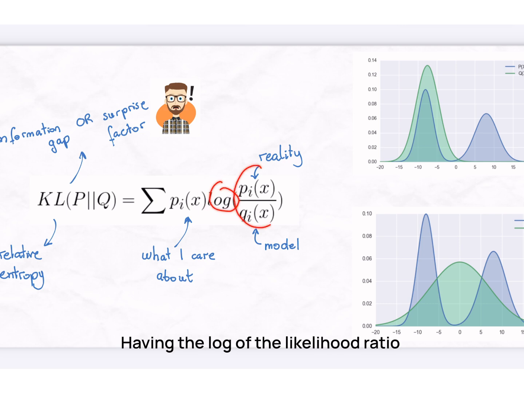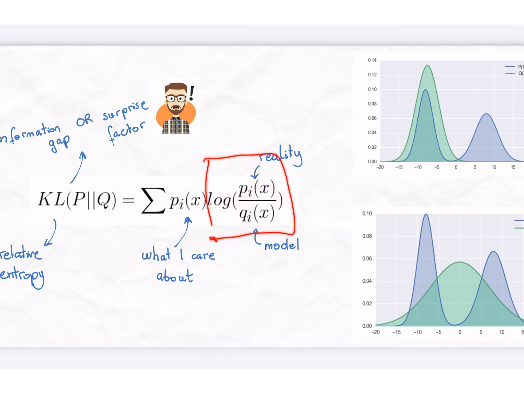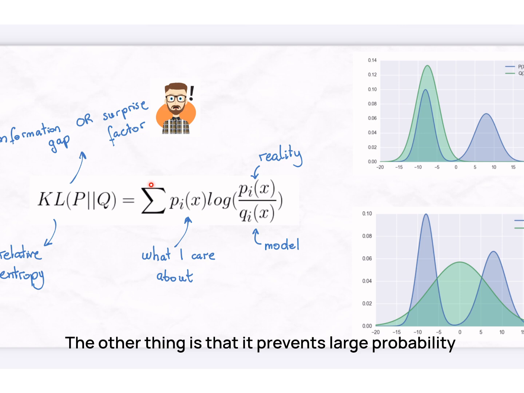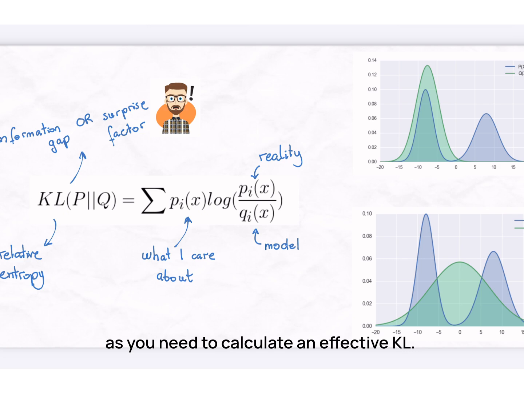One last thing I'm going to mention here is this log component. Having the log of the likelihood ratio, it's called the estimator. And the log is used here for many reasons. One of the reasons is that it connects to the information theory concept. Probabilities that are multiplied together lead to very, very small numbers, but by using the log, we can add them instead of multiplying them. So it's going to make the analysis easier. The other thing is that it prevents large probability values from skewing the mean information content. So you're not going to have a single large probability skew the whole thing. And the sum here is because you're taking many samples, you're averaging out over as many samples as you need to calculate an effective KL.